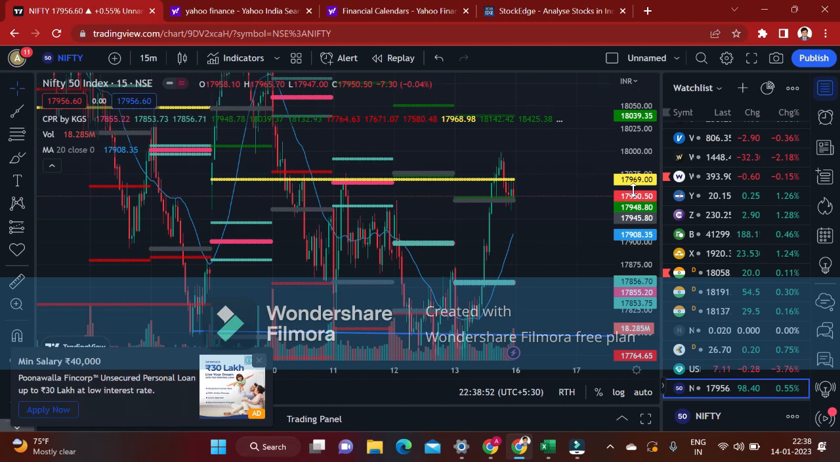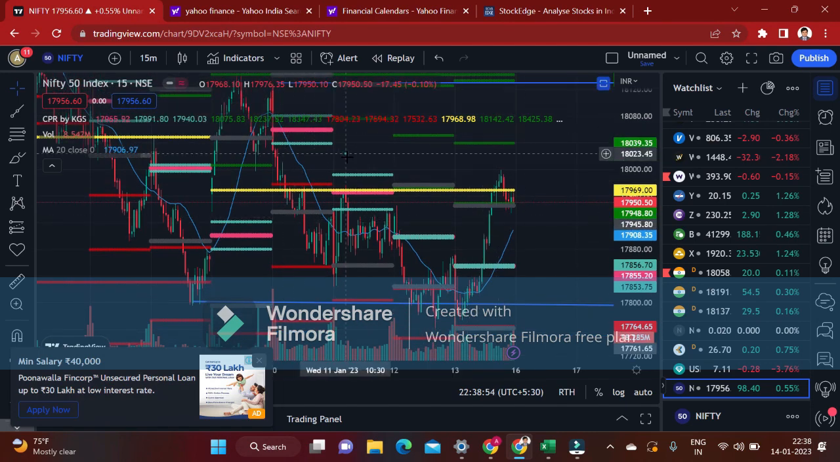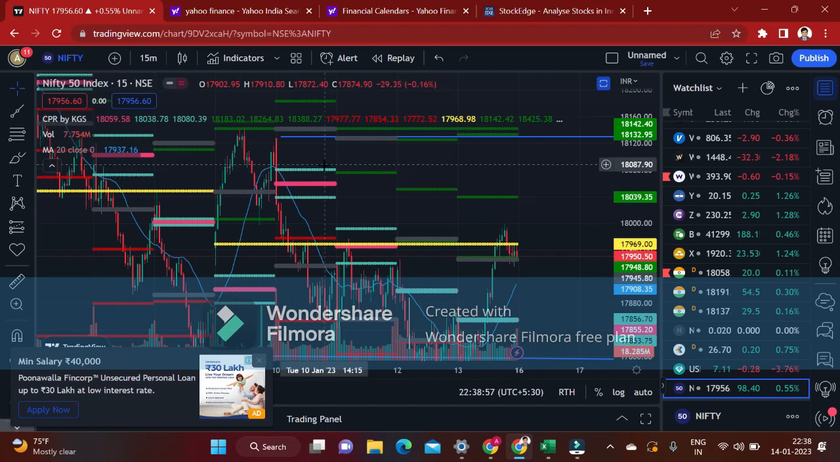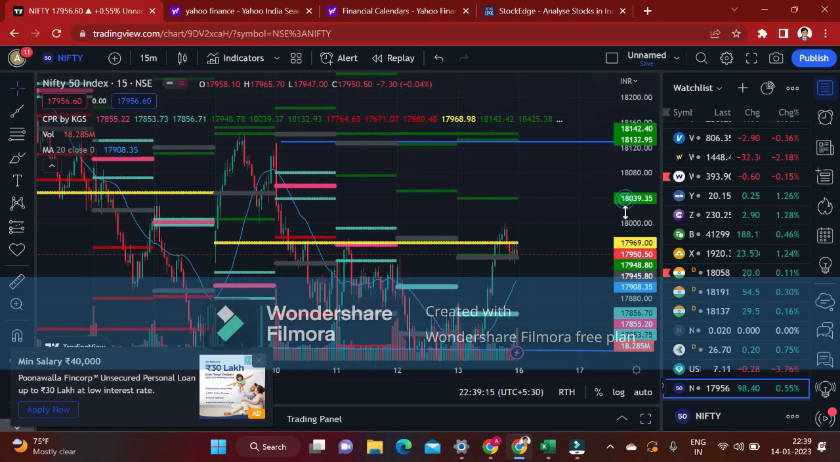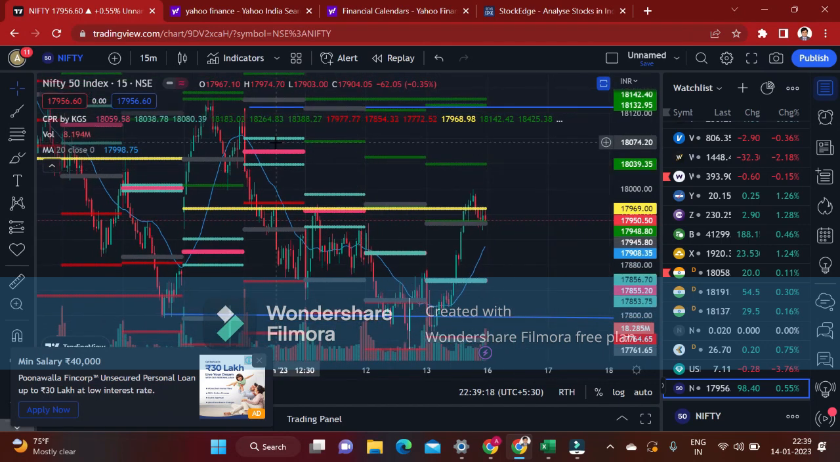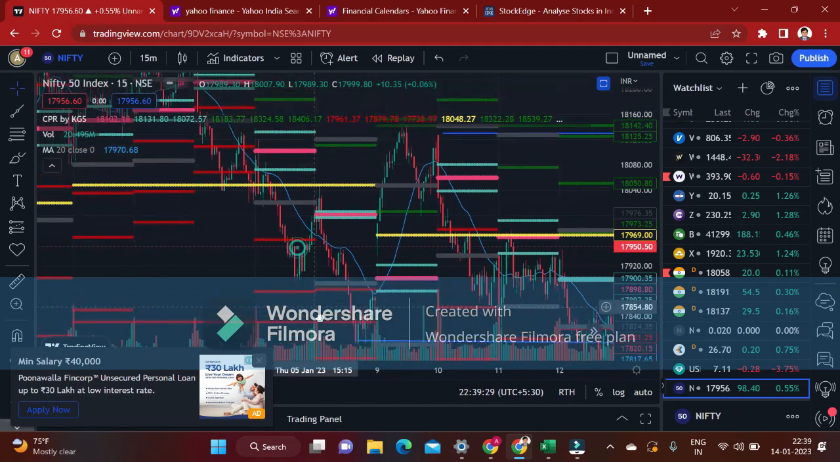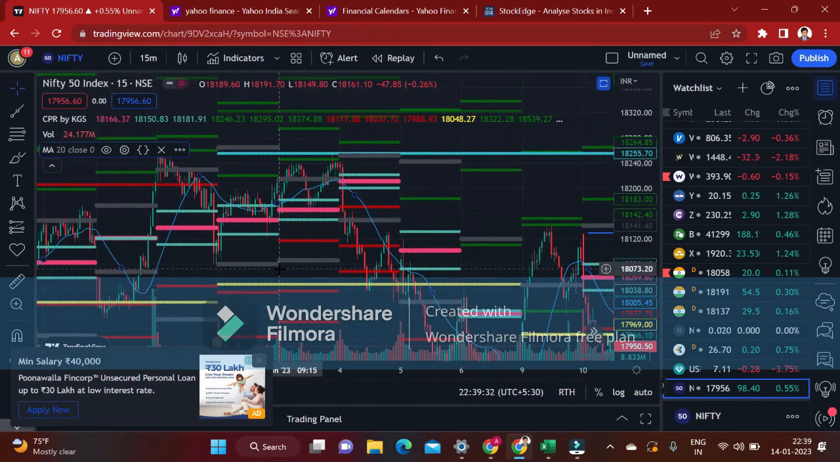the CPR properly. So CPR, as I told you, this is BC, this is TC. BC means bottom CPR, TC is top CPR. This is the middle CPR, which we call the pivot. So this makes a range. Most of the time, if the CPR is coming down from here to here, that means the market is in a downtrend.